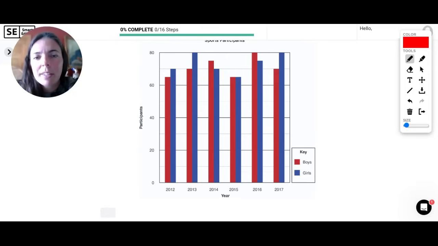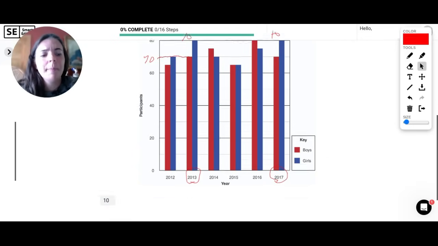So this is pretty close here in 2012. 2013 has a pretty large gap. 2014, 2015 is the same. So it looks like 2013 and 2017 have the largest gap between participants. So this would be 80 minus this one would be in between 60 and 80, which would be 70. So the difference here would be 10. And then this would be 80 and 70. This would be the same. So it looks like 10 is the largest difference between participants. So we'll go ahead and enter that.